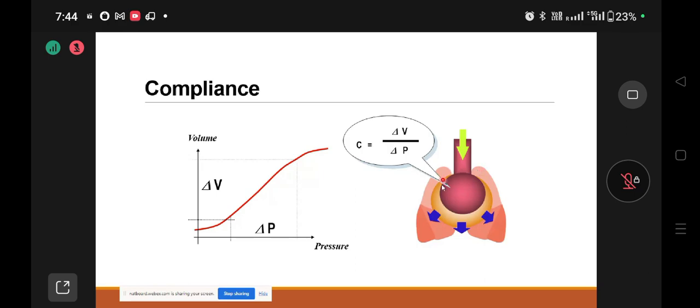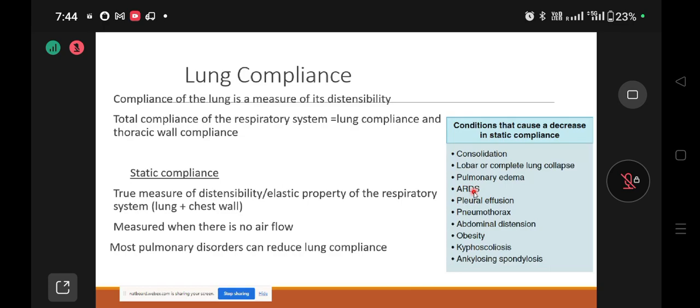And if you see this alveoli, if you push air in, it expands to a greater extent if you are ventilating over this part of the lung. And if you go to this part, probably you will not be able to achieve this great amount of change in tidal volume. So it's basically a measure of distensibility, how distensible your lung is, or how distensible your balloon is when you talk about a balloon. And the total compliance would include your lung compliance and the thoracic wall compliance.